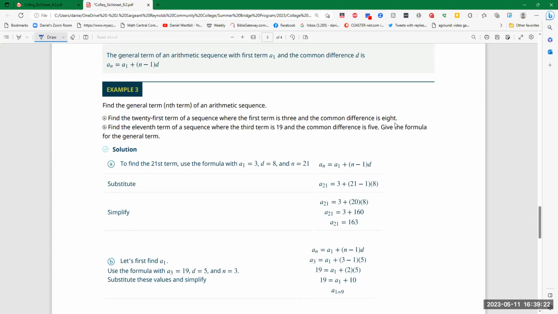We've got to do what's inside the parentheses first. So 21 minus 1 is 20. Now we need to do our multiplication before our addition. So 8 times 20 is 160. And as a final step, we do our addition, 160 plus 3 is 163. So our 21st term of this sequence is 163. This is an explicit formula that we were able to use to get to the 21st term without going through terms 1 through 20.